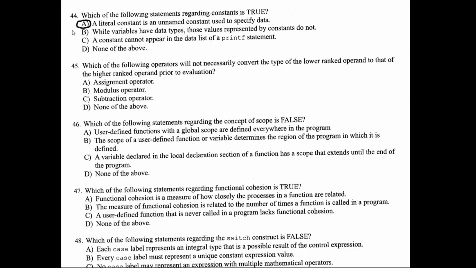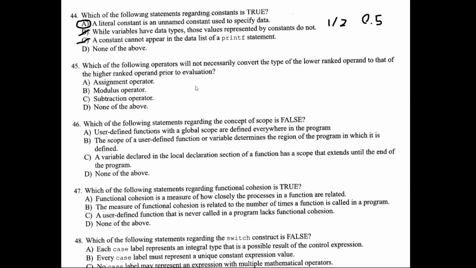Let's go through the rest of the answers and explain why they're false. While variables have data types, those values represented by constants do not. Constants do have data types. That's why 1 divided by 2 is very different than 0.5, as we saw in the example above. So B is false. C, a constant cannot appear in the data list of a printf statement. That is also false. You can have a constant in a printf statement just fine.